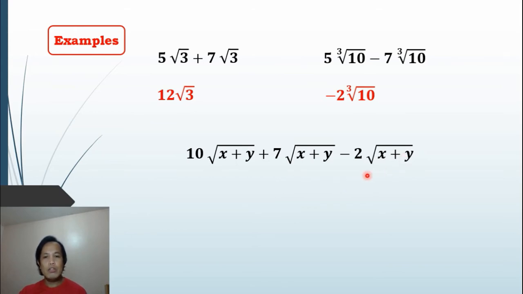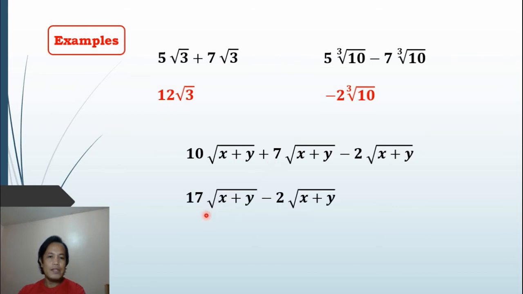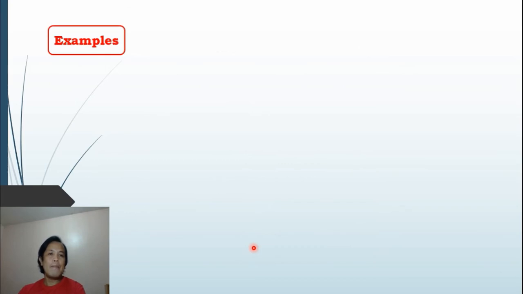So what we need to do is to perform the operations with the numerical coefficients. So we have 10 plus 7, we have 17 times the square root of x plus y. Then we copy minus 2 times the square root of x plus y. This time we subtract 17 minus 2, that will give us 15. And we copy the common radicals, which is the square root of x plus y. Okay, let's proceed to another example.